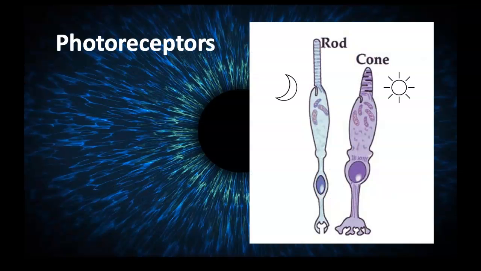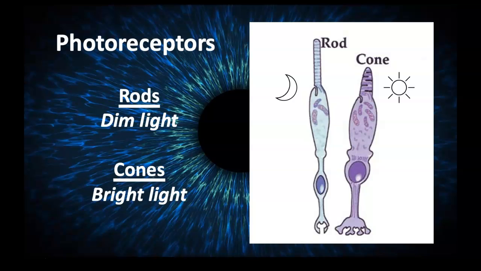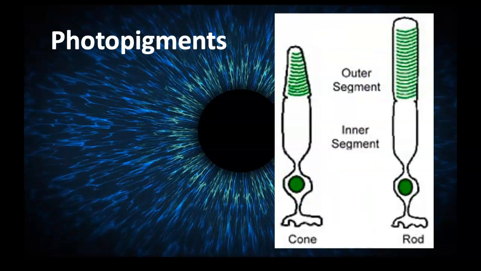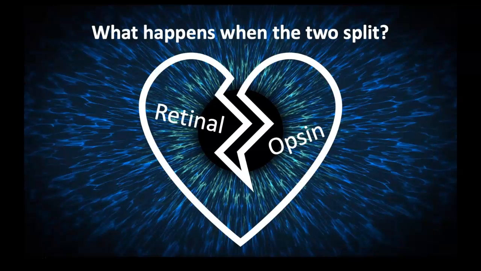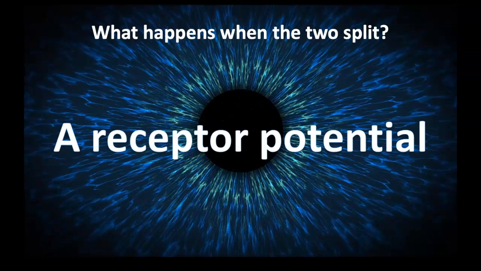There are 2 types of receptor cells, rods and cones. Rods are responsible for processing what we see in low light, and cones process what we see in bright or moderate light. Embedded in the membrane of the outer segment of photoreceptors are photopigments. Photopigment molecules are made up of 2 components, a protein called opsin and a lipid called retinol. When light falls upon the photoreceptors and photopigments are exposed to light, they split apart into those 2 components, opsin and retinol. This separation is what triggers a change in membrane potential, also called the receptor potential.